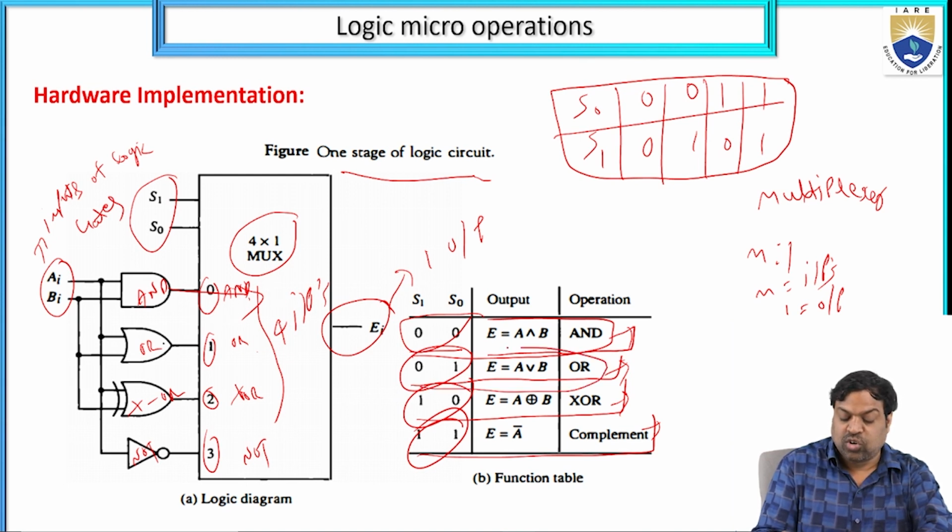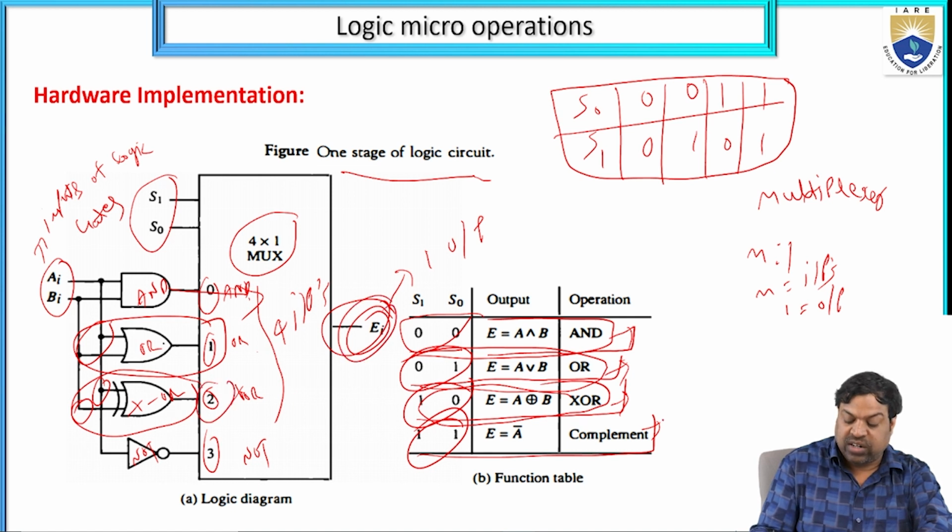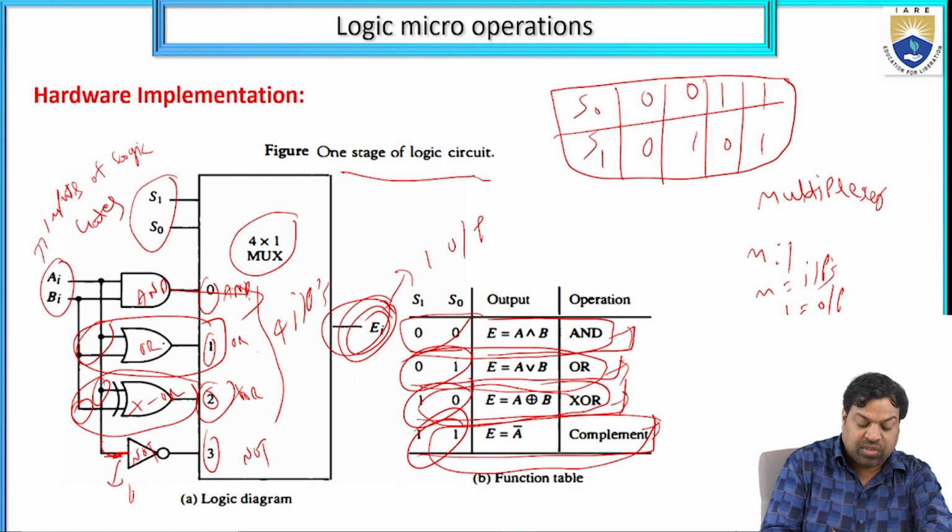When I go for 01, the OR gate is enabled. 2 inputs are applied, and only 1 output is obtained. For 10, XOR is applied. 2 inputs are there, and only 1 output. And complement means only one input is possible, with 1 input and getting 1 output.